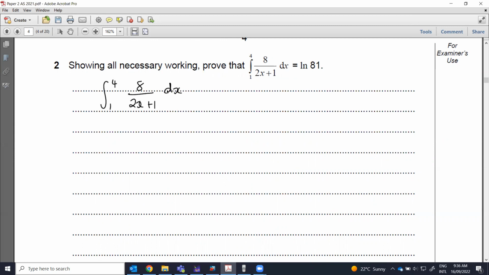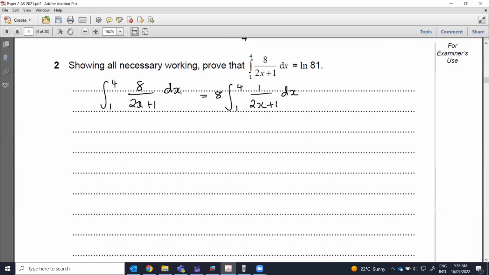Now, what we know is that any constants we have over here, they can always go out. So this 8 can go out. This is the integral from 1 to 4. And then here I have 1 over 2x plus 1 dx.